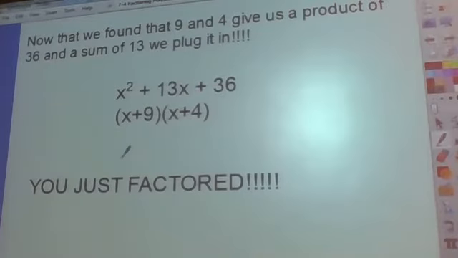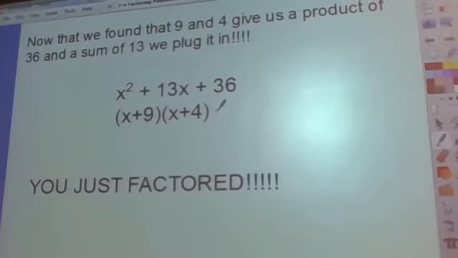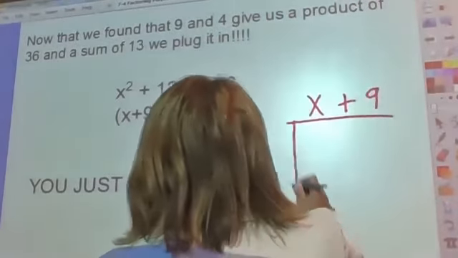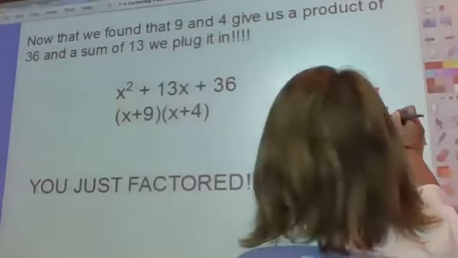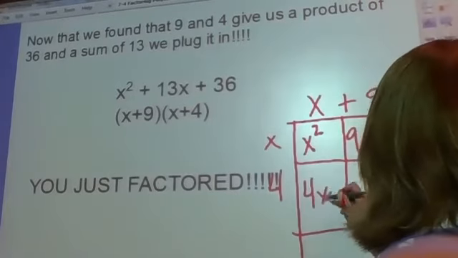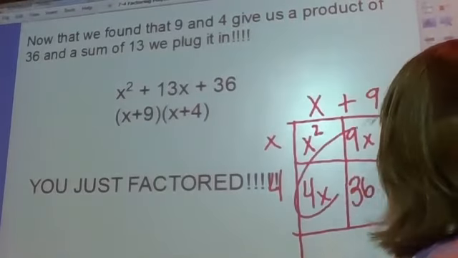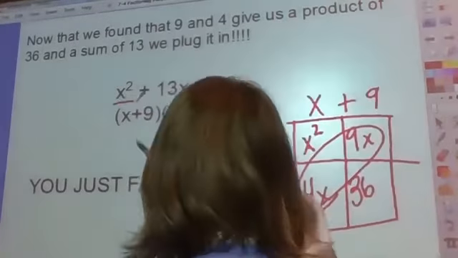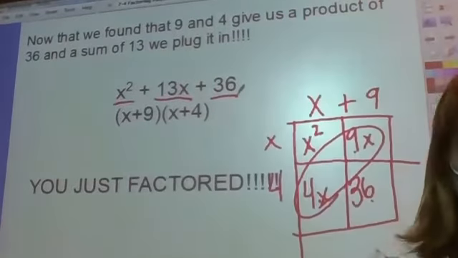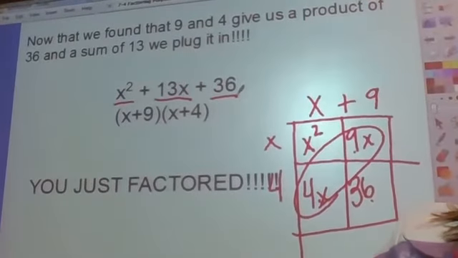So what that means, look at the second page, is all we do is write x plus 9 times x plus 4. Because watch, if we multiply those like we learned how to do, this would be x squared, 9x, 4x, 36. If I add those together, I get x squared plus 13x, because 4 plus 9 is 13, and then 9 times 4 is 36. So it's just backwards of what we did last week, okay?